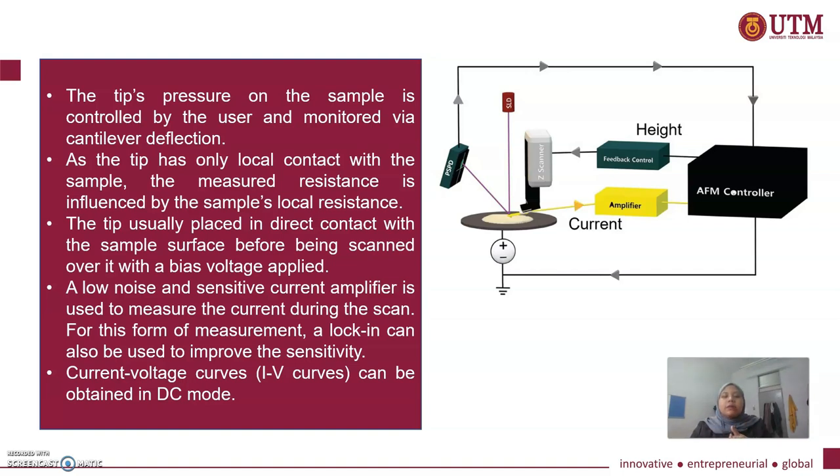The tip is usually placed in direct contact with the sample surface before being scanned over it with a bias voltage applied. A low noise and sensitive current amplifier is used to measure the current during the scan. For this form of measurement, a lock-in can also be used to improve the sensitivity. And lastly, a current voltage curve, which is the IV curve, can be obtained in a DC mode.